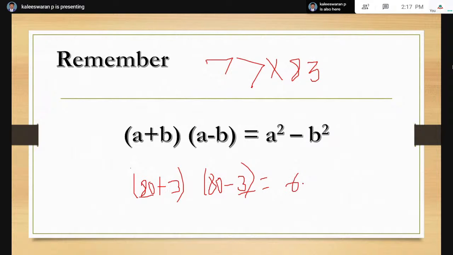So the final answer is 80 square minus B square. 80 square is 6400, minus B square. B square equals 3 square equals 9. So the final answer is 6391. This is the aptitude approach.